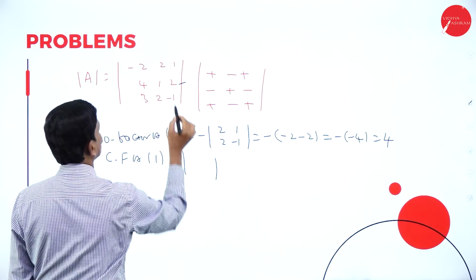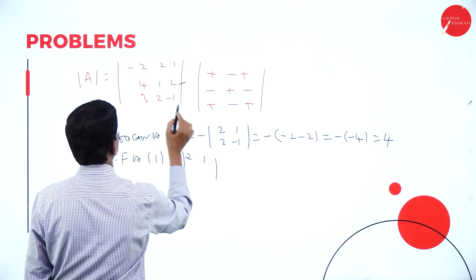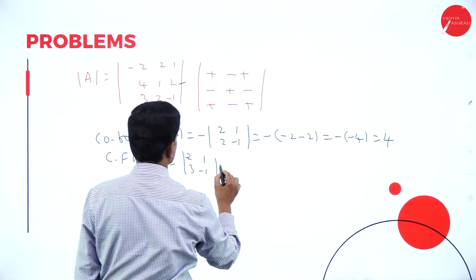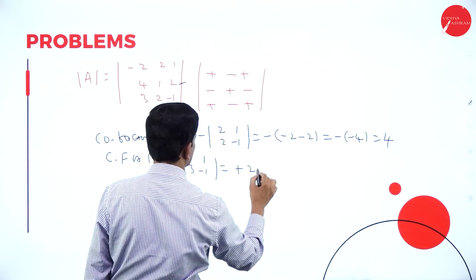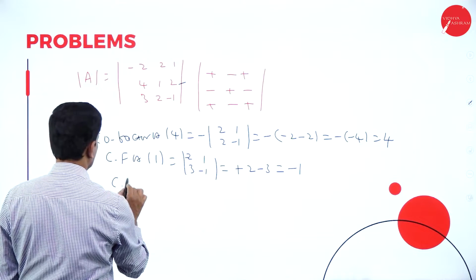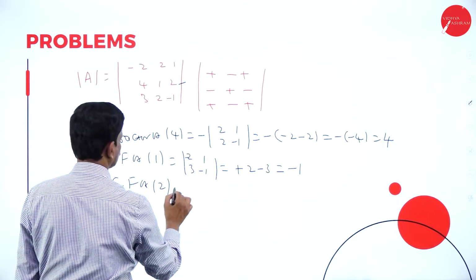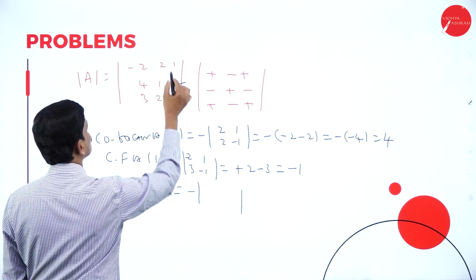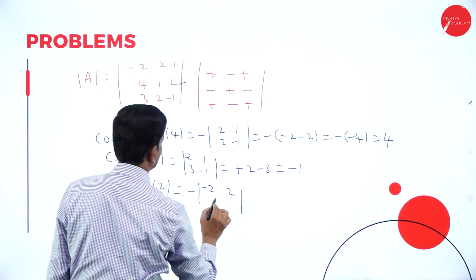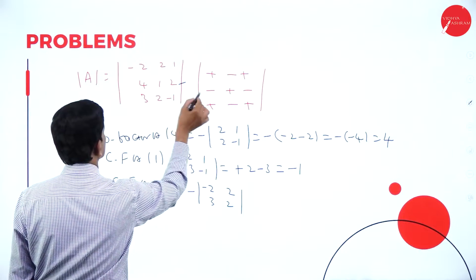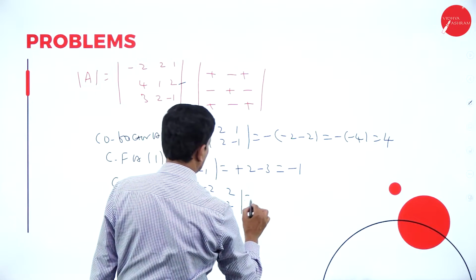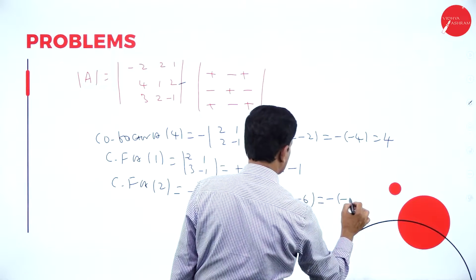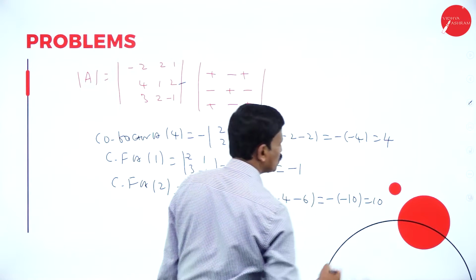This row and column are gone. Minus 2, 1, 3 and minus 1. So this is equal to minus into minus, plus 2 ones are 2, minus 3, this is equal to minus 1. Similarly, the cofactor for 2, the sign is minus. This row and column are gone, minus 2, plus 2, 3 and 2. So minus 2 twos are 4, minus 6. So that's equal to minus of minus 6 minus 4 is minus 10, minus into minus, plus 10.